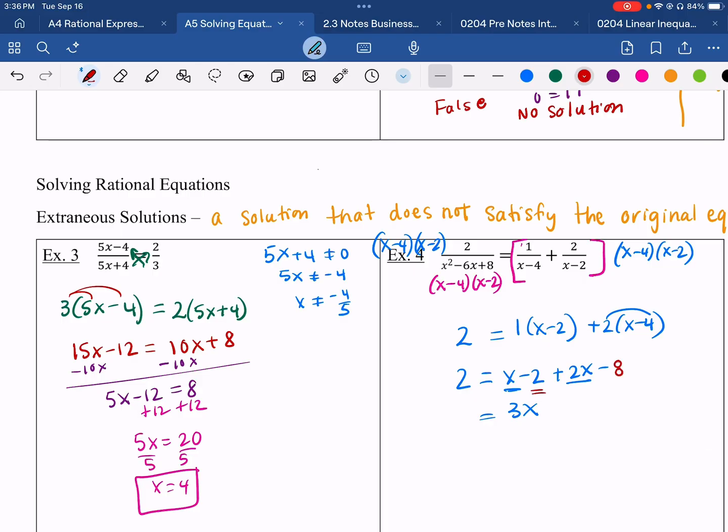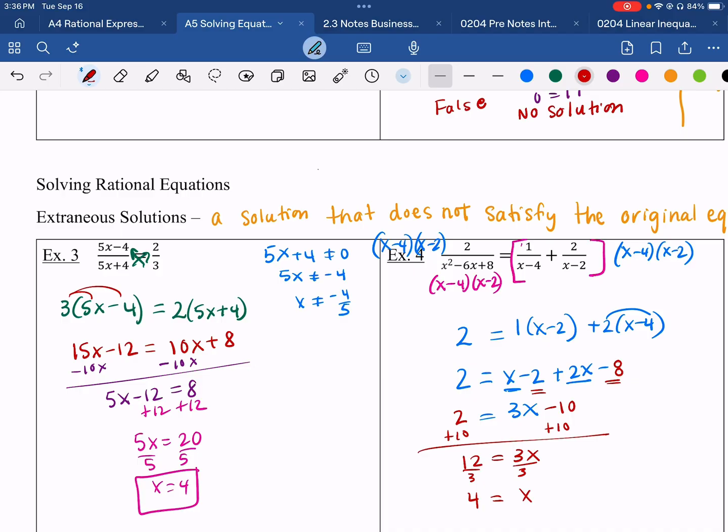So now I have negative 2 minus 8, and I get negative 10. I'm going to add the 10 over. I get 12 equals 3x. Divide by 3. x is 4. Okay.